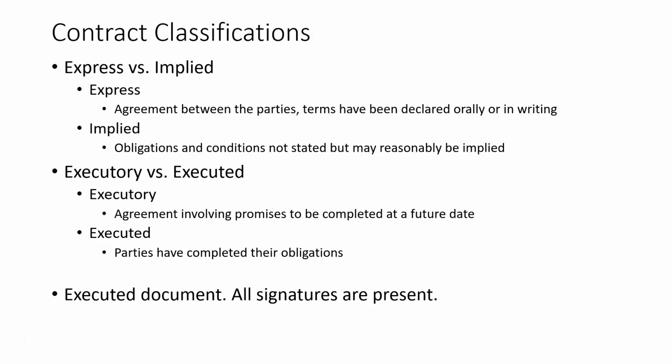Executed means both parties have performed according to the contract, and therefore it's not a contract anymore because the deal's been done. An executed contract has been performed. Also, we do talk about documents being signed or wanting to be signed. We call these executed documents when all the signatures and initials that are required are present.